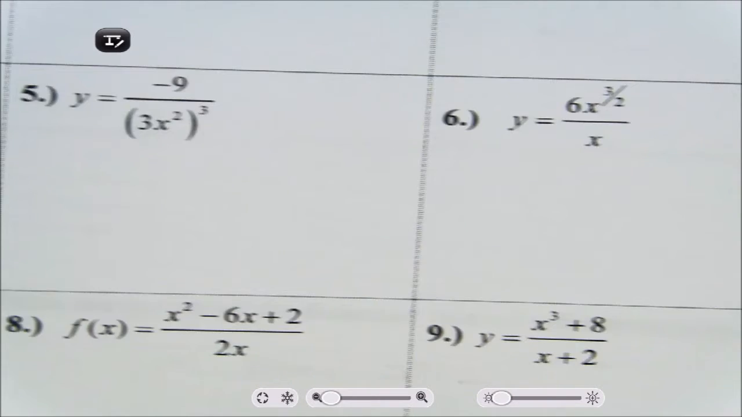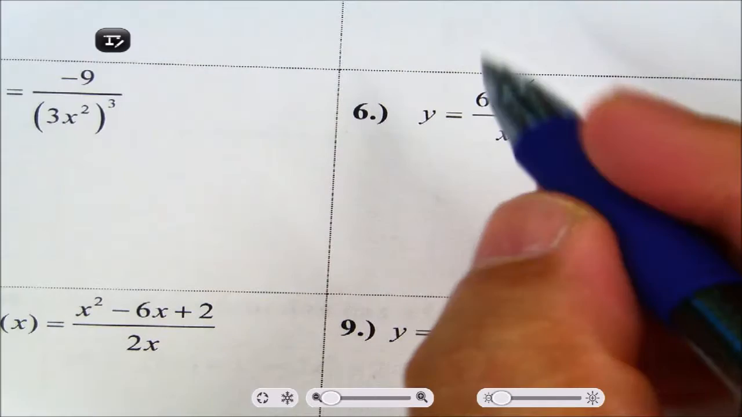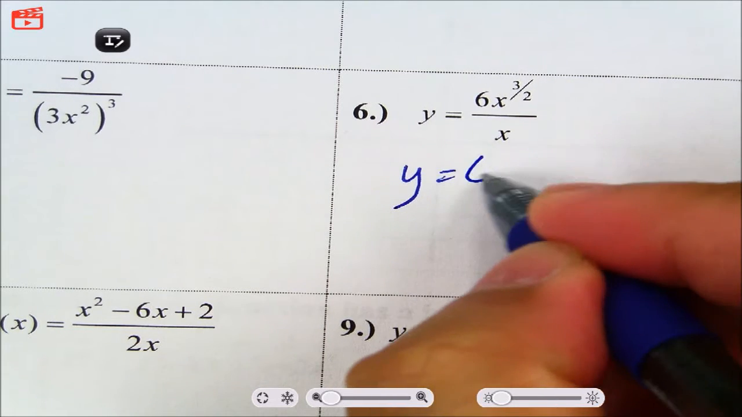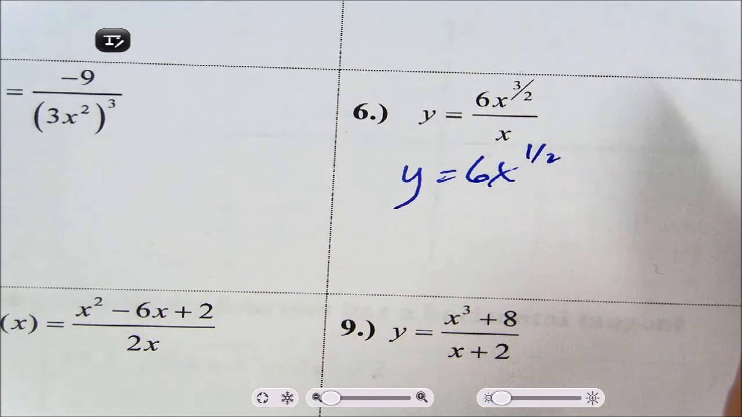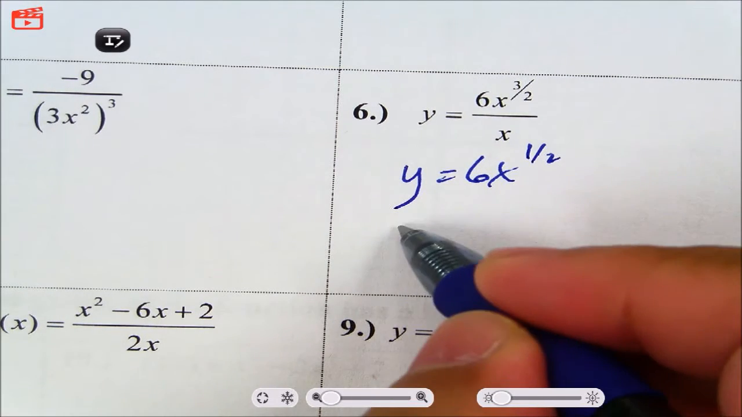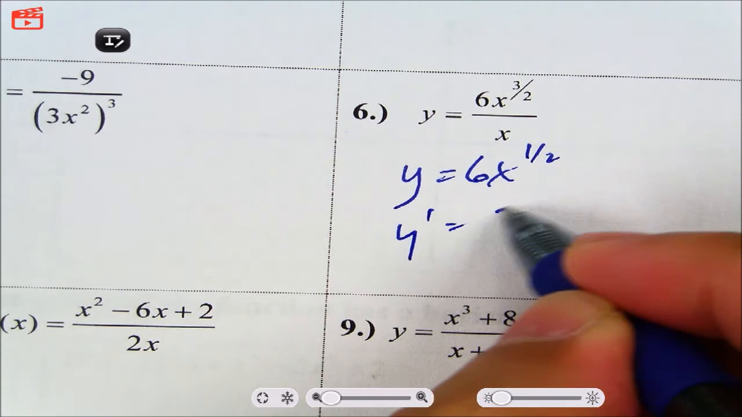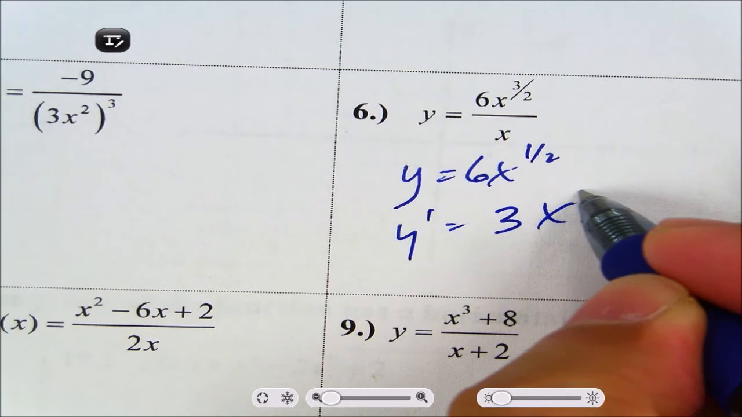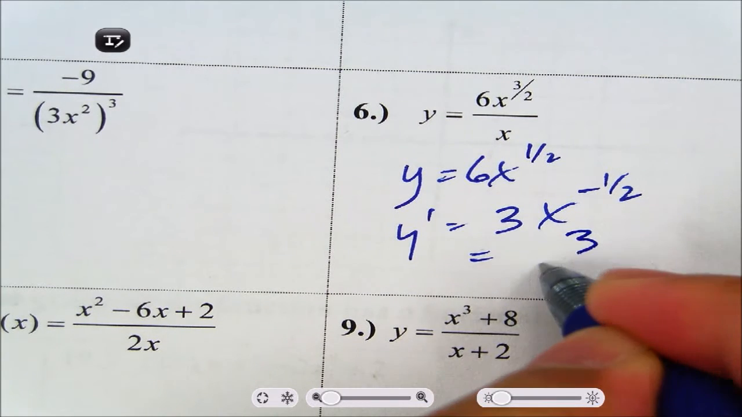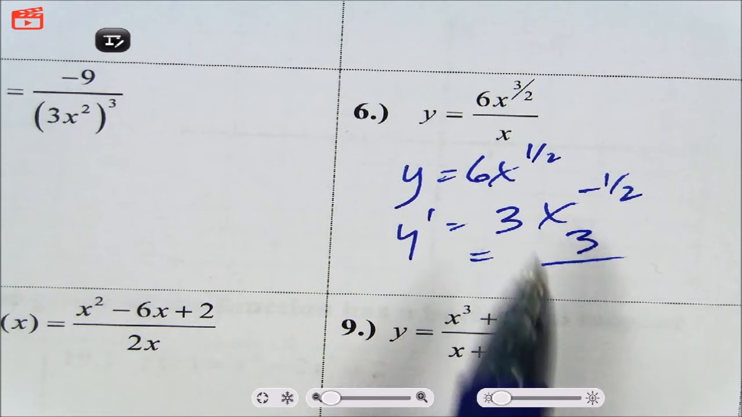Number 6. Here I'm going to simplify first. So this is algebra. x to the 3/2 divided by x is x to the 1/2. You're subtracting the exponents. 3/2 minus 1 is 1/2. Now you take the derivative. So 1/2 of 6 is 3. Subtract 1 from the exponent. So it's negative 1/2. 1/2 minus 1 is negative 1/2. For last night's homework, that was adequate. If you left it like that, that's fine.